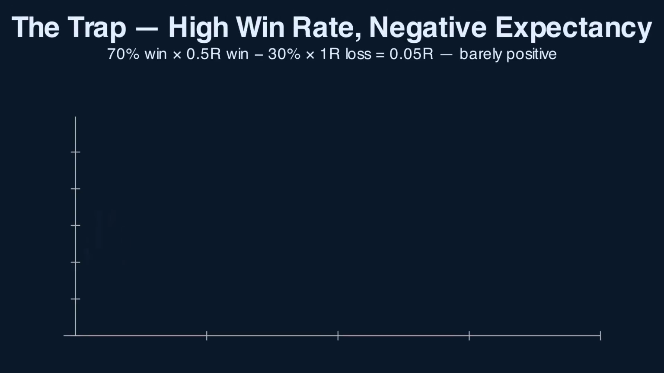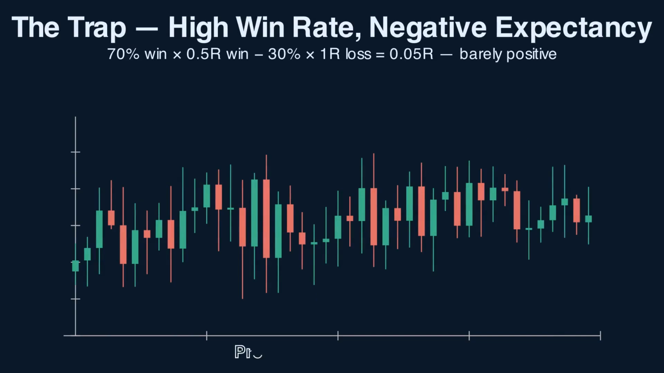Watch this in a synthetic curve. A trader runs a strategy with 70% win rate, looks impressive. Average winner 0.5 R, average loser 1 R. Expectancy calculation. 0.7 times 0.5 equals 0.35 R won. 0.3 times 1 equals 0.3 R lost. Net expectancy 0.05 R per trade. After commissions and slippage, basically break even. The strategy looks great by win rate, the spreadsheet looks fine, the actual P&L is flat. The win rate was the trap, hiding the fact that the small winners couldn't outpace the proportionally larger losses.